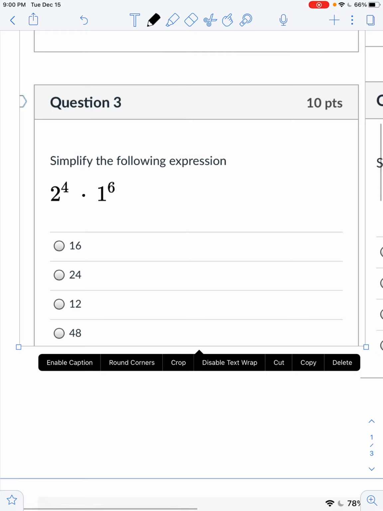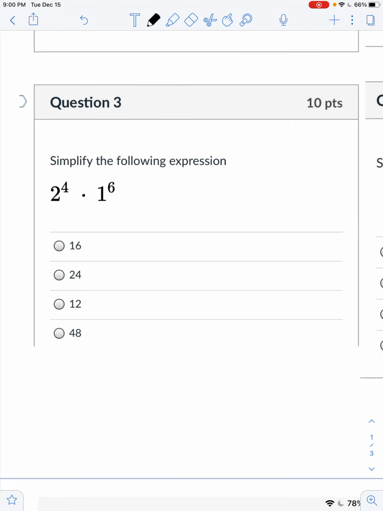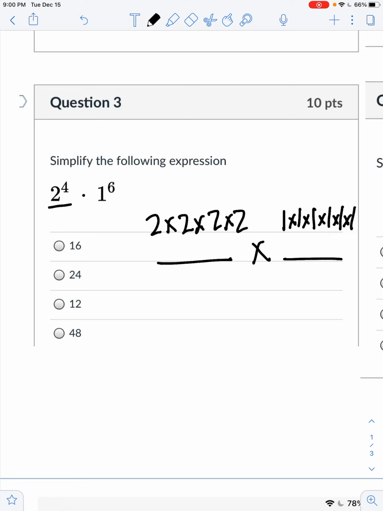Question number 3. It says simplify the following expression. So once again, I have 2 to the power of 4. I can do 2 times 2 times 2 times 2. And then it says times 1 to the power of 6. Okay, so 1 times 1 times 1 times 1 times 1 times 1. I'm going to solve this and then multiply them together and see what answer it gives me. You could also take it backwards and instead do the prime factorization for each one and then see which one fits in. Either one will work.